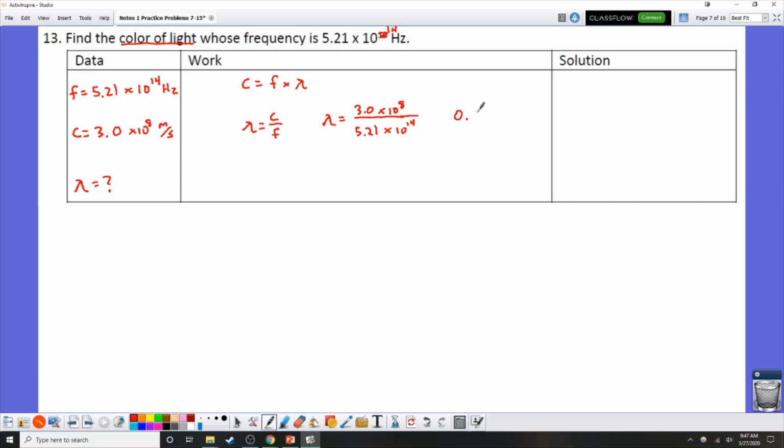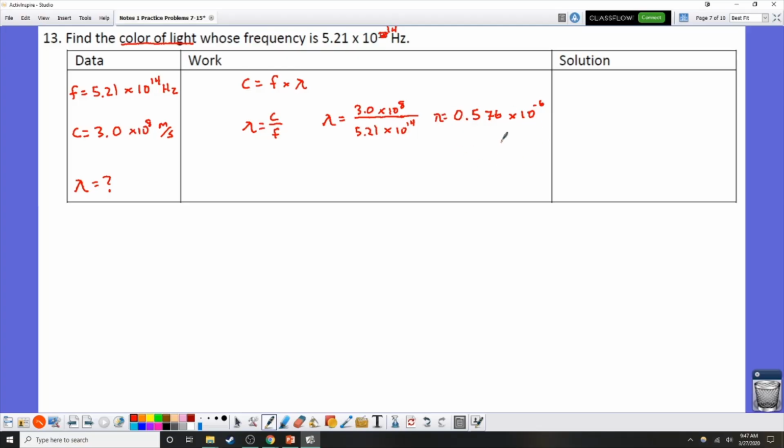I get 0.5758, so I'm just going to round to 0.58, or let's do 576. All right, we could do 576 times 10 to some power. Well, what you're going to do with division in scientific notation is just subtract these. So 8 minus 14 gives us a value of -6. Okay, and that gives us a wavelength.